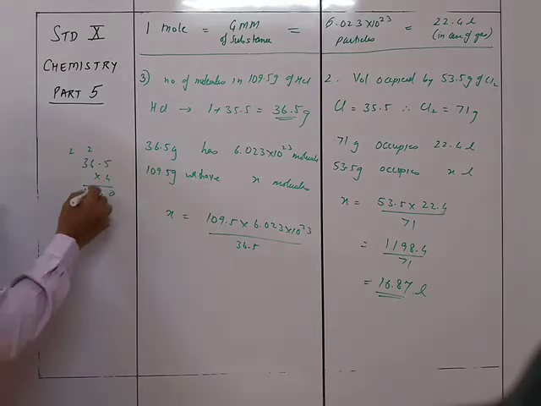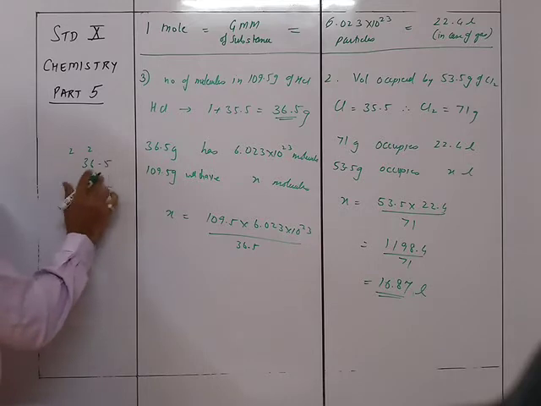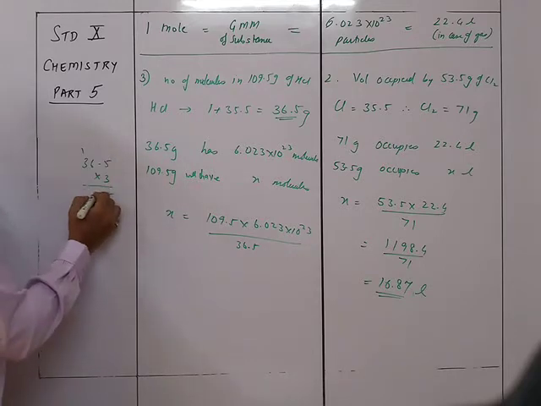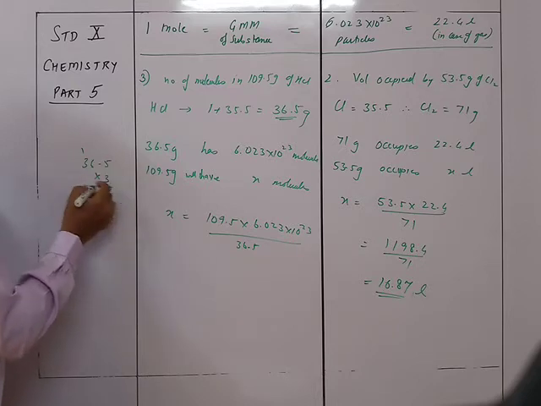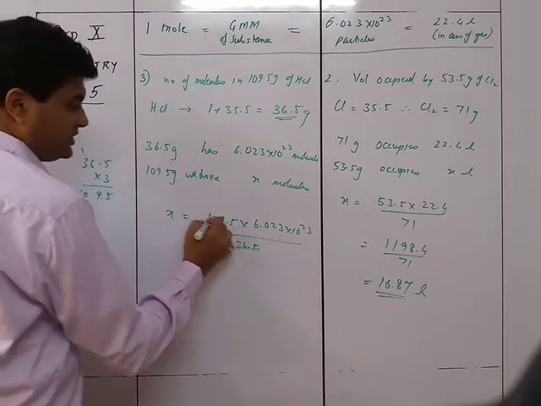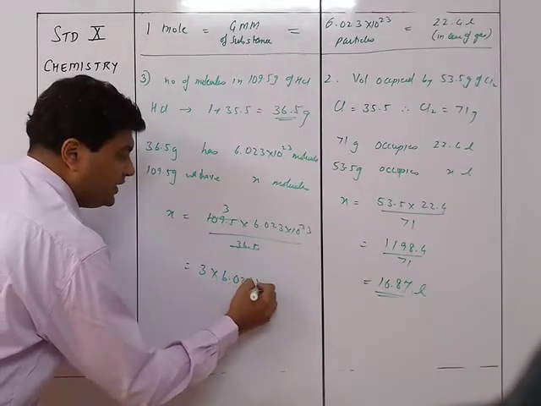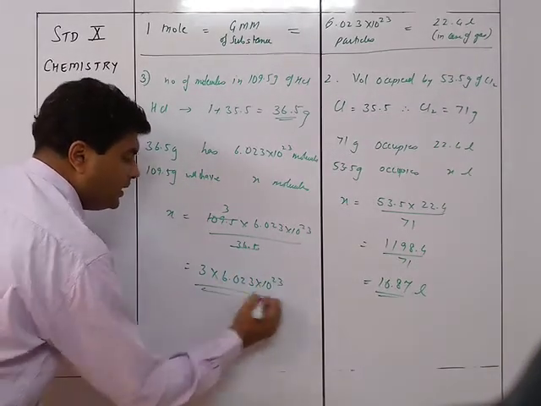Sorry, 146 is done, so we have to use 3. So 3 is there. So 15 and then 18, 19. So 19 and then 9, 10. Yeah, that's it. So it is 3. So that gives you 3 into 6.023 into 10 raised to 23 molecules.